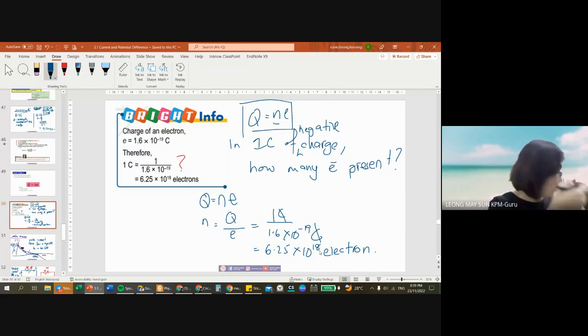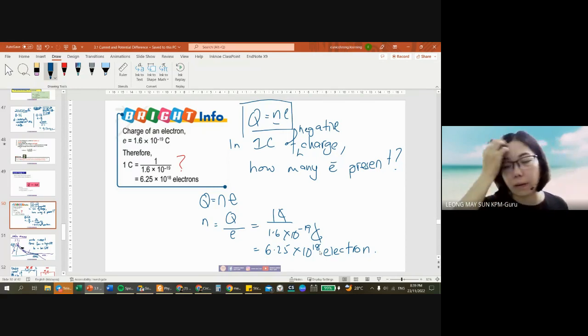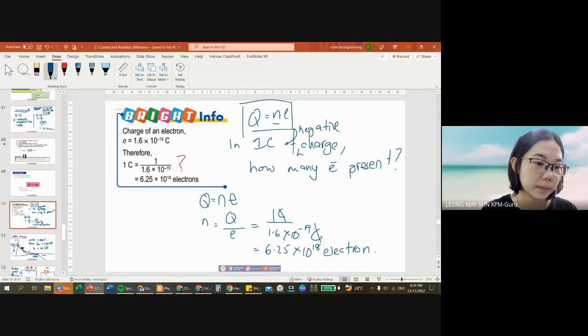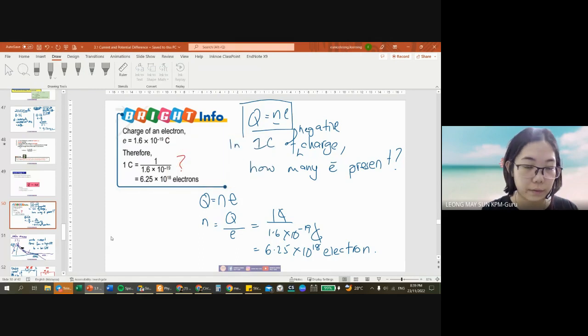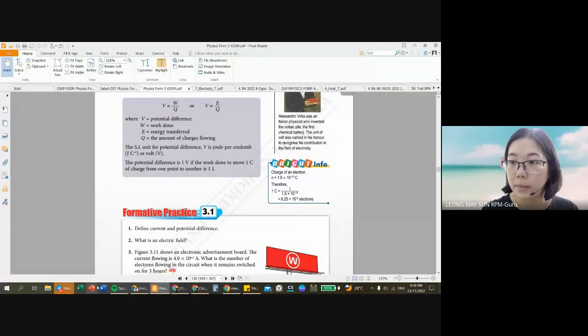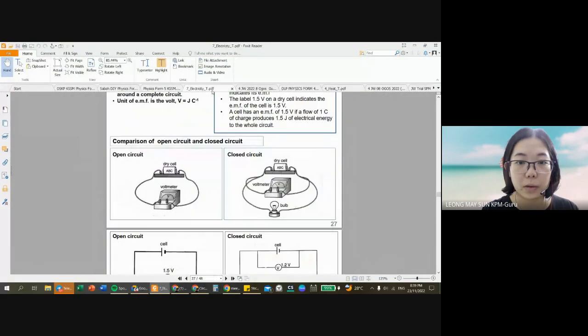Now page 100, let's talk about Ohm's law. Let me close this first. Don't save. I want to talk about Ohm's law. Where's my Ohm's law?